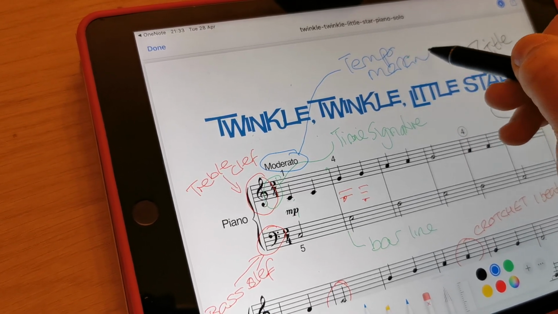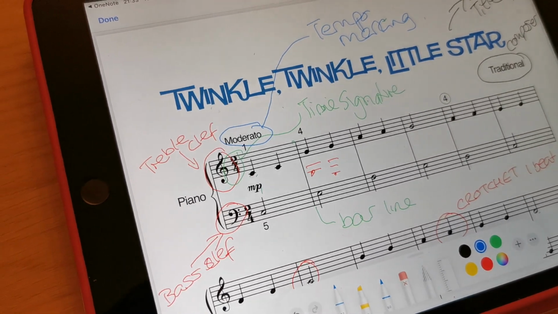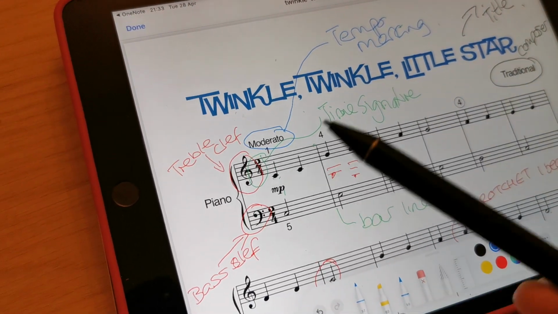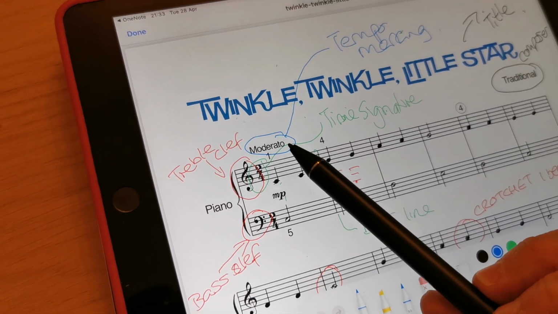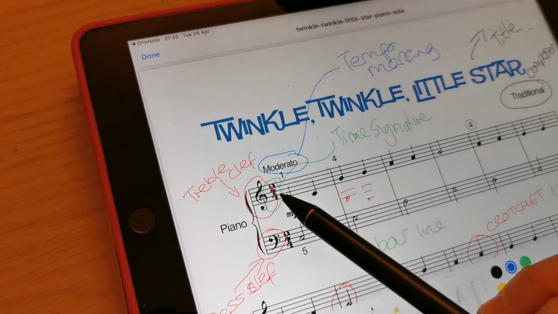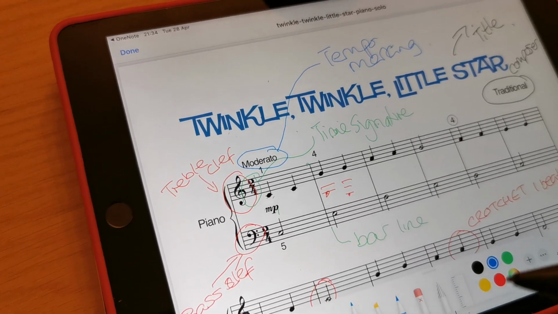If you are learning an instrument and you do sight reading, that is really important. When you do sight reading, one of the first things you will look at is the tempo marking, as well as your time signature and your key signature.